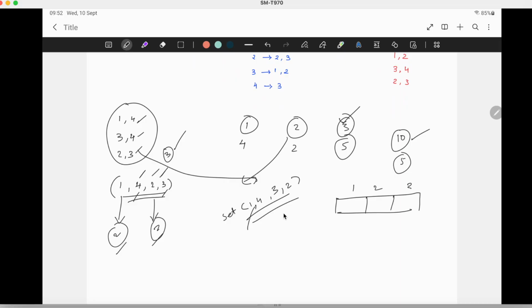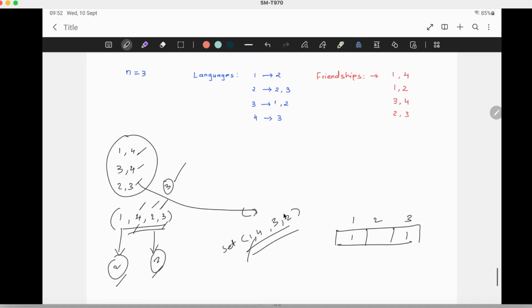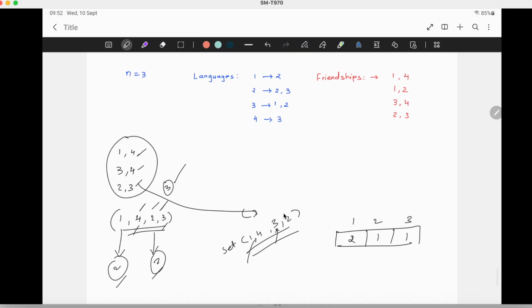In this array of first, second, third languages, let me clean this up. The first person knows the first language, so here I'll increase the frequency of that particular language. The fourth person knows the third language, so here I'll increase the third language frequency. Now next is the third person, who knows two languages, first and second. So I'll increase the frequency of the first language, and also the second language frequency, because the third person knows the first and second language, right? Now the next person is two. The second person knows the second and third language, correct? So I'll increase the second language frequency, and the third language frequency also.